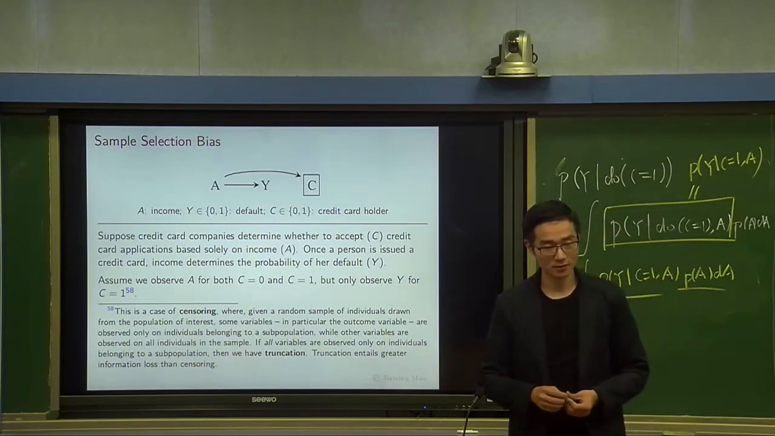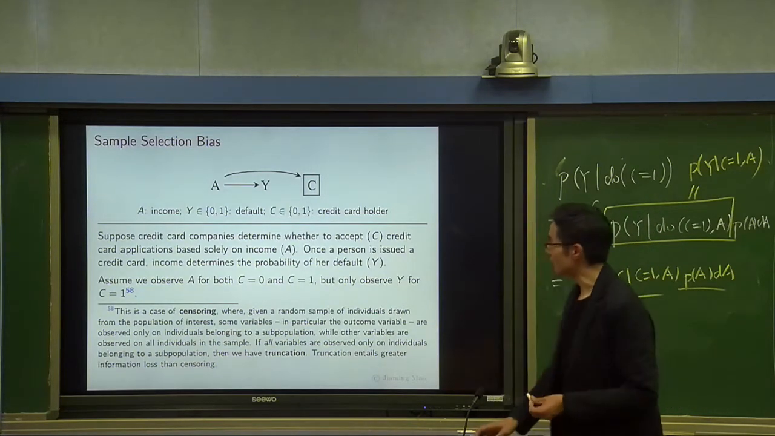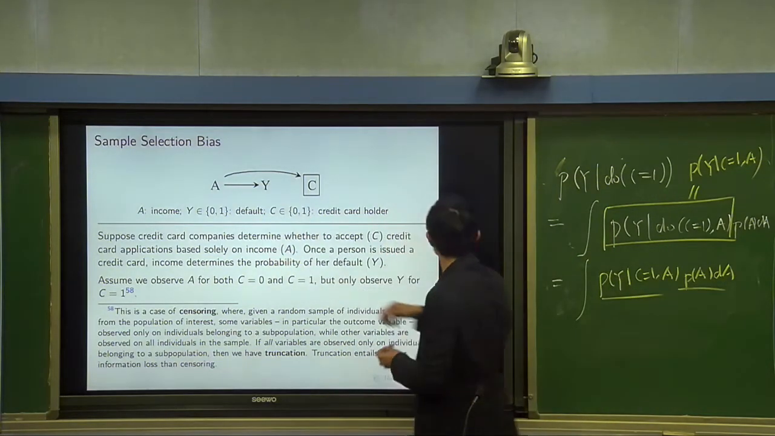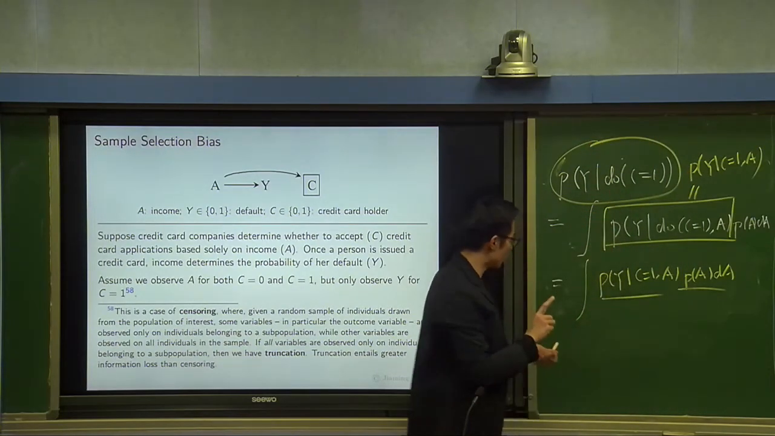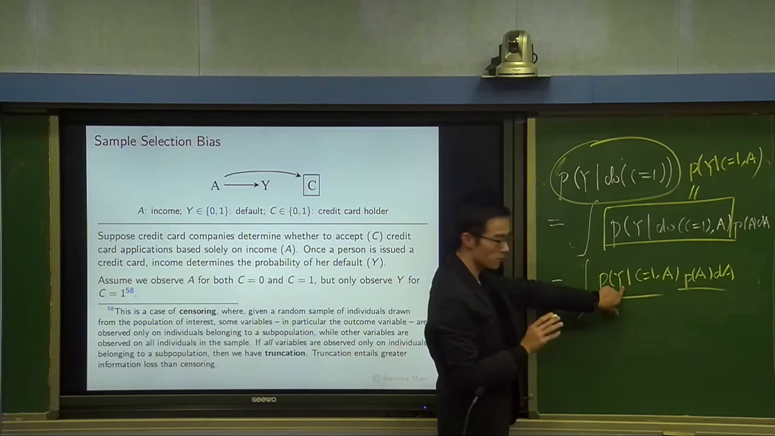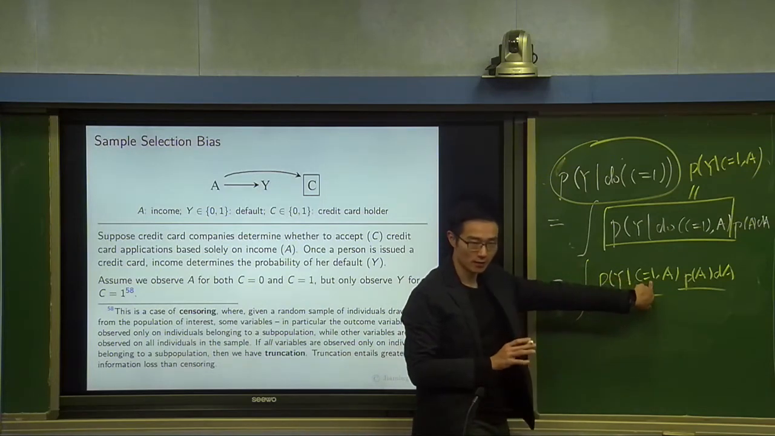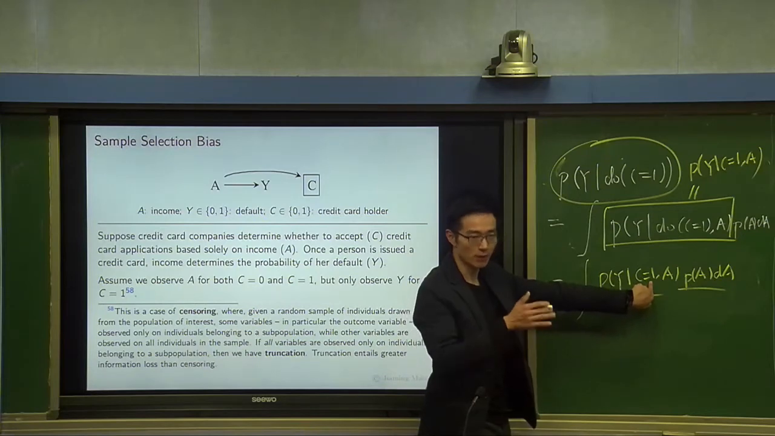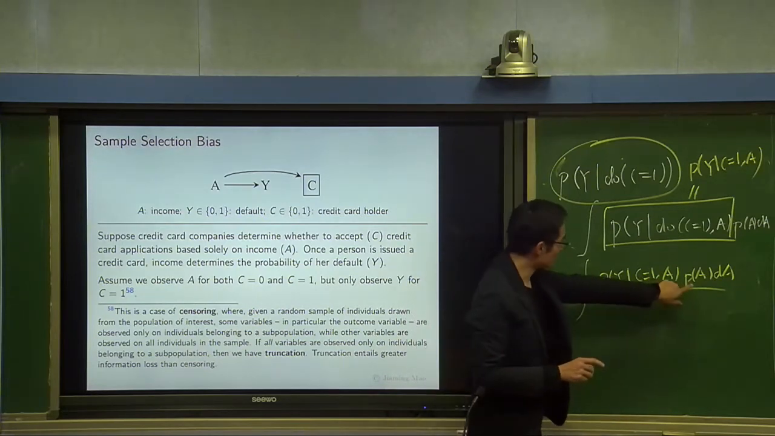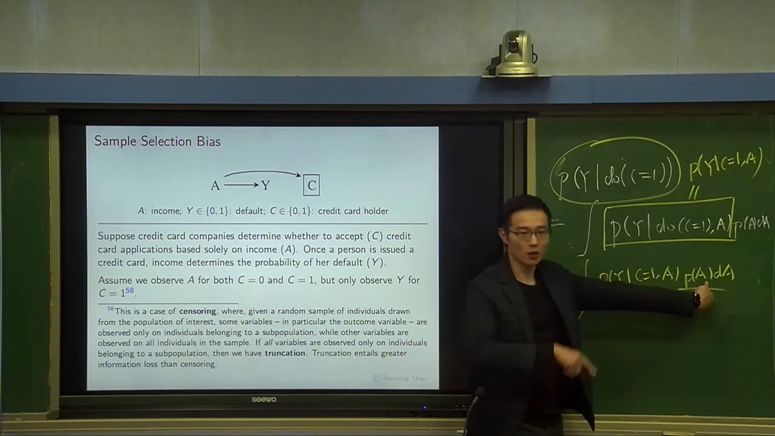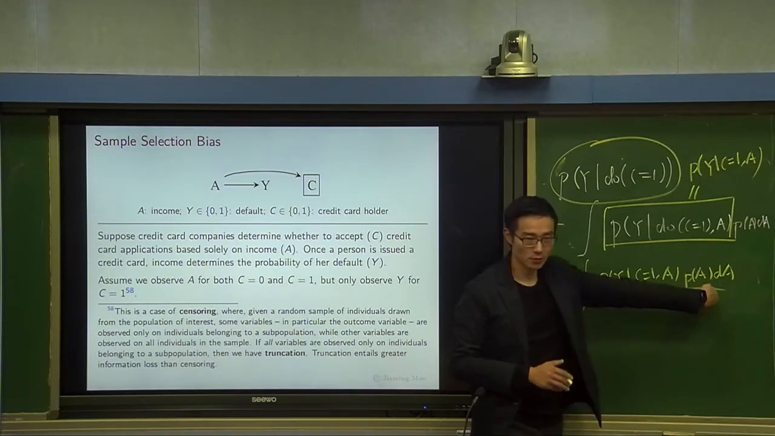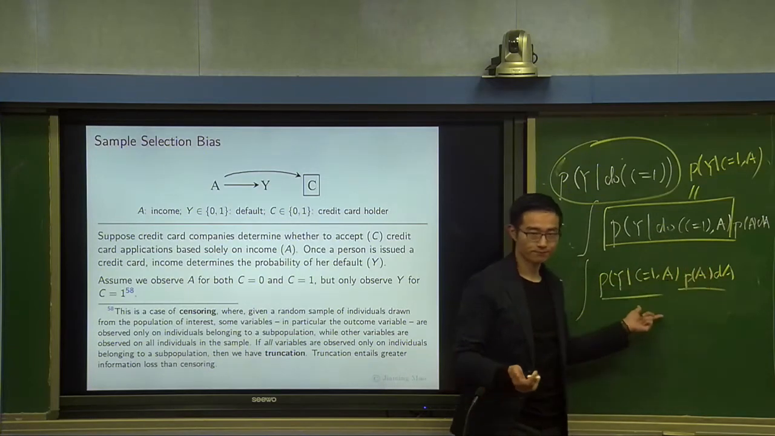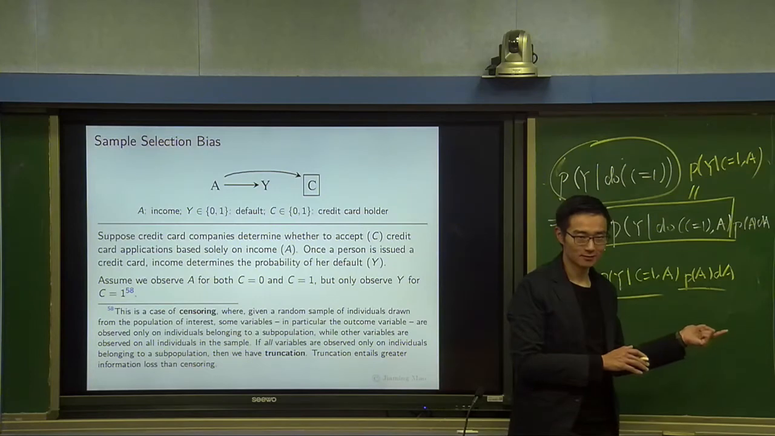You mean the A stands for the whole sum? Yeah, that's right. So in order to get this, I need to know the default probability of people who actually get the credit card. I don't need to know the default probability of everybody, just the people who get the credit card. But I need to know the income distribution in the whole population, not just among the people who get the credit card, because I'm integrating with respect to P(A), which is everybody in the population. Is this clear?